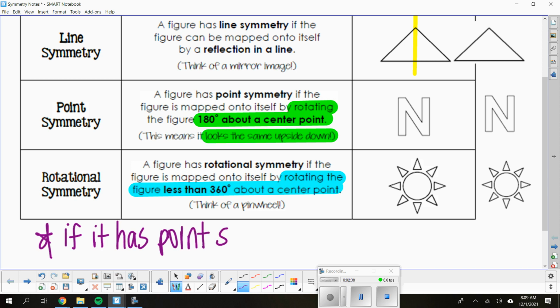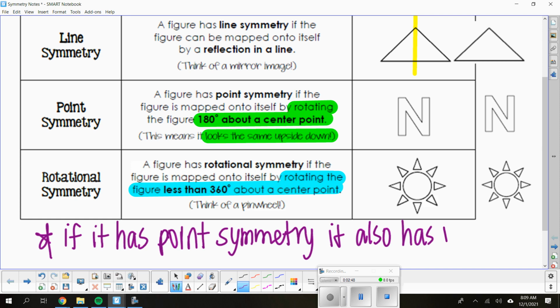So if it has point symmetry, it also has rotational symmetry. And that's always the case.